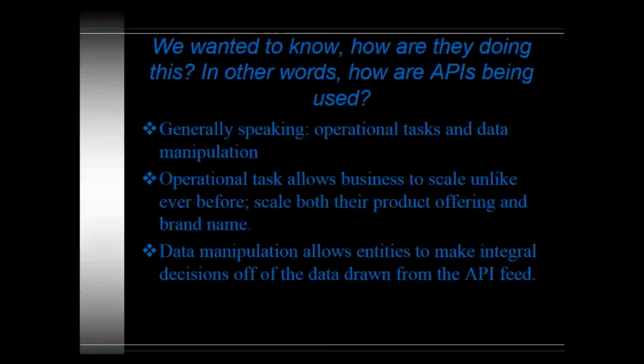Let's start with operational tasks. Operational tasks allow businesses to scale unlike ever before, scale both their product offering and even their brand name. So there's a twofold usage here, not merely to scale product offering, but also in terms of marketing, just to get their name out there faster.